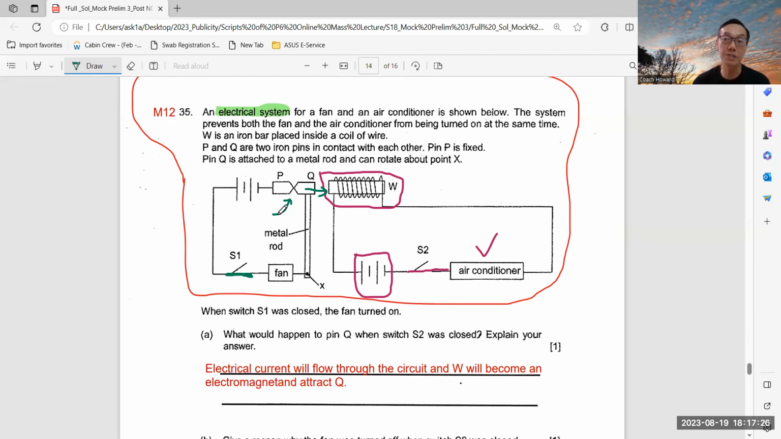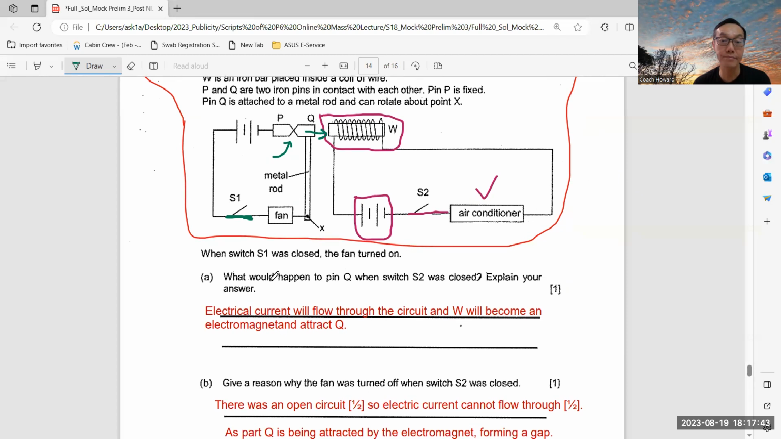So that means this system is built in a way that if you turn on the aircon, you cannot turn on the fan. But you can turn on the fan without turning on the aircon. Yes, you can turn on the fan without turning on the aircon. But once you turn on the air conditioner, the fan cannot be turned on. This is to save electricity.